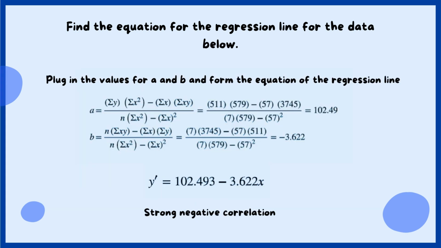Plug in the values for a and b and form the equation of the regression line. There's a strong negative correlation.